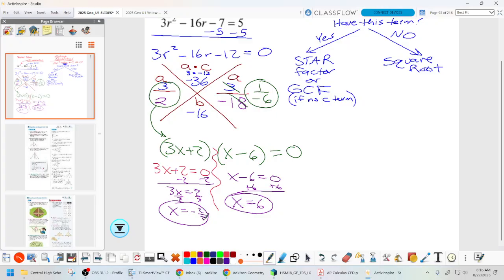Negative 2/3. Okay. Thank you, Isaac. Good job for catching that. Okay, so negative 2/3 and 6.